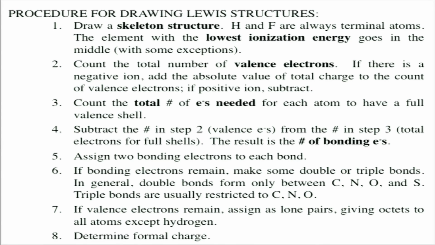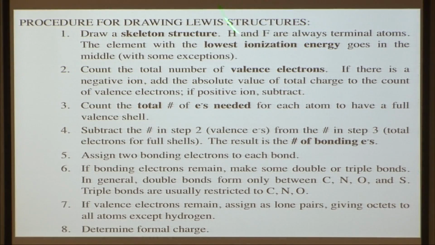First, what you want to do is draw the skeleton structure. Just put the atoms down. Hydrogen and fluorine are always going to be terminal atoms. Don't put them in the middle of a molecule. That gets chemistry professors really upset to see hydrogen in the middle with lots of bonds to things, so don't do it. And typically, the element with the lowest ionization energy goes in the middle, and there are some exceptions, and we'll see some of those exceptions. But that should be your first guess.